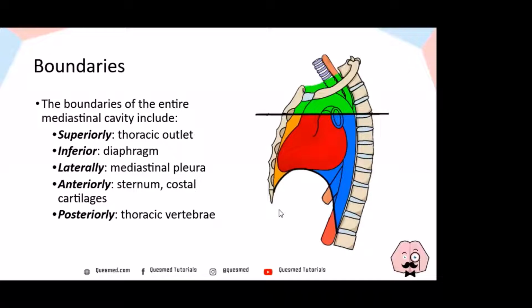So the boundaries of your mediastinal cavity are superiorly your thoracic outlet here, inferiorly your diaphragm, anteriorly is your sternum and your costal cartilages, posteriorly is your vertebral bodies, and then laterally is your mediastinal pleura on your left and your right.